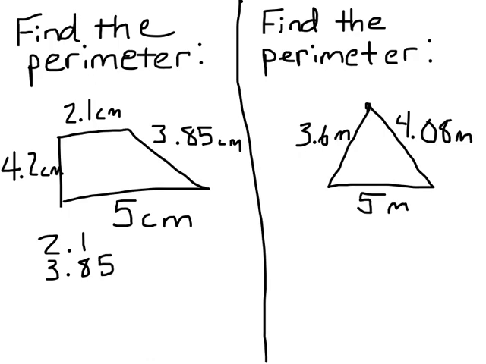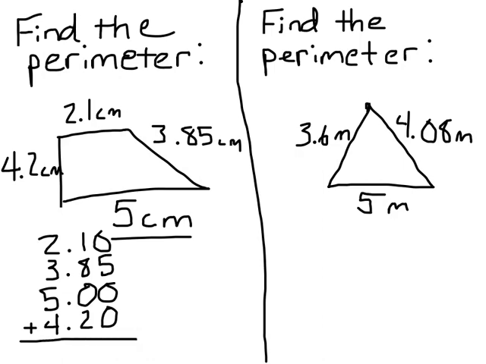What place is that 5 in? This one right here. It's in the ones place, so I'm going to write it as 5 and 0 hundredths, and then 4 and 2/10. I can fill in zeros anywhere I need to. When I add, what do I get?